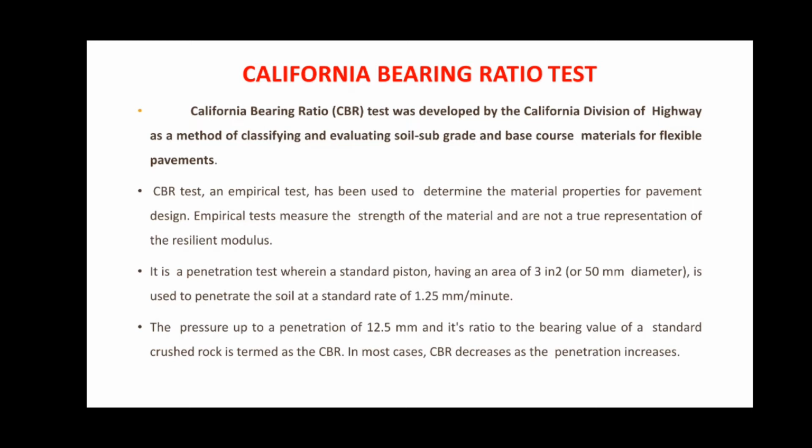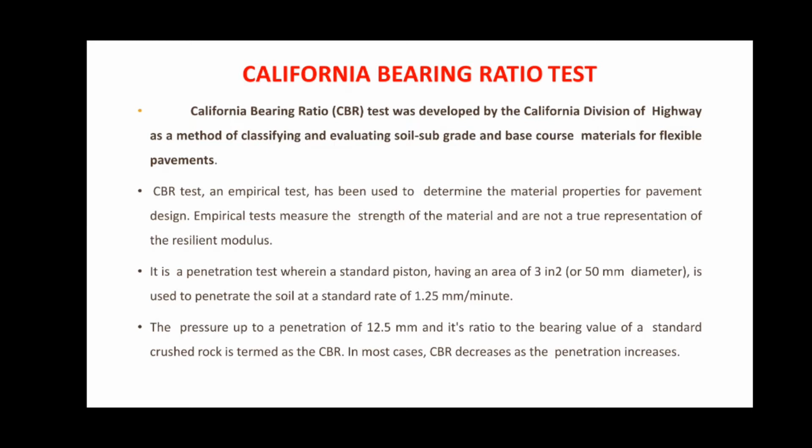The laboratory CBR apparatus consists of a mold of 150 mm in diameter with a base plate and a collar, a loading frame with a cylindrical plunger of 50 mm diameter, and dial gauges for measuring the expansion on soaking and the penetration values into the soil.